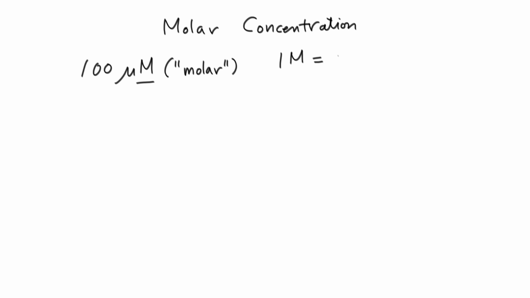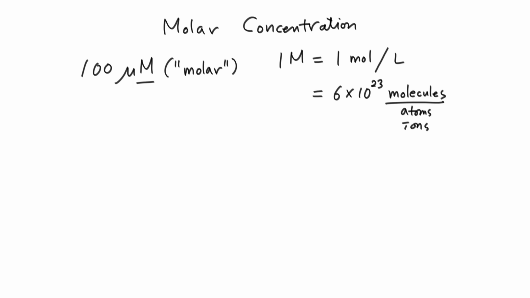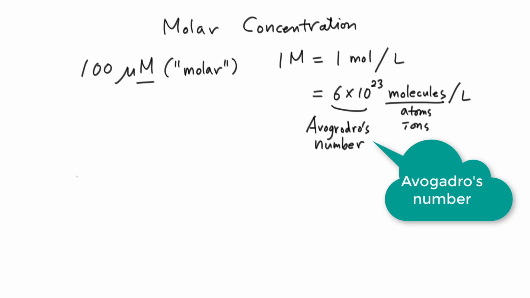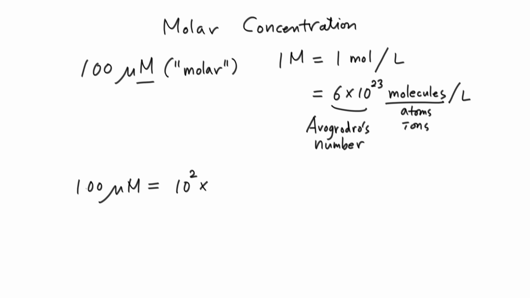So 1 molar is 1 mole per liter. And we know that this 1 mole is 6 times 10 to the power of 23 molecules. Actually, you can have atoms or ions, other discrete entities. But we are talking about protein now, so we use this unit molecule. Molecules per liter. You might know that this is Avogadro's number. Okay, that's 1 molar.